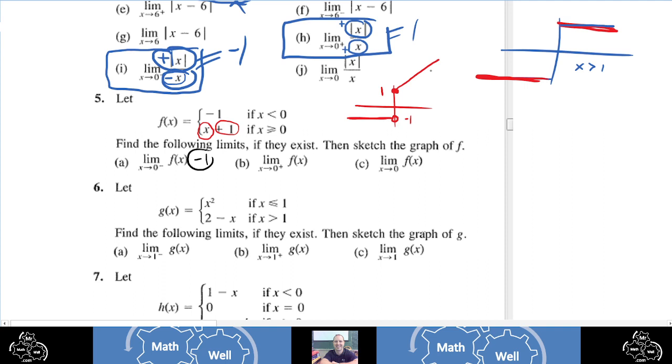X approaches 0 from the right, positive 1. As x approaches 0, the two-sided limit doesn't exist because the left-hand limit and the right-hand limit do not agree.